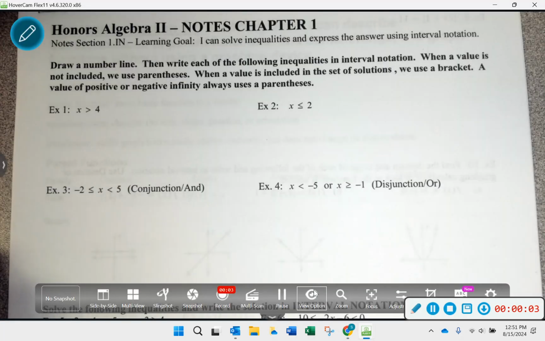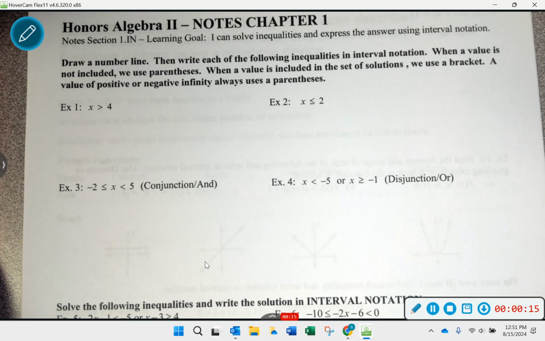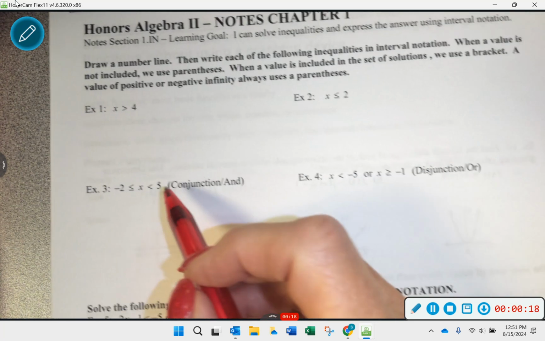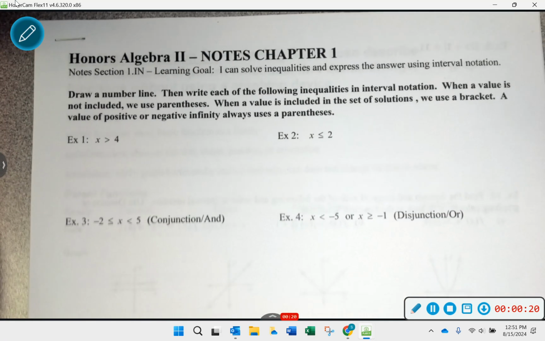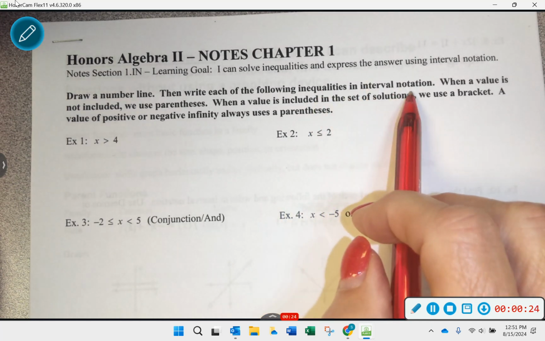Right, guys. So today we're going to be starting something called interval notation. I don't think anyone will have seen this before. It's a different way to write inequalities. So we're going to start off, we're going to draw a number line. On this first example, it says to draw a number line, then write the following inequalities in interval notation.